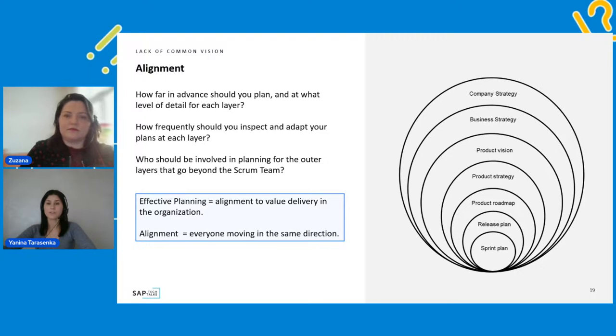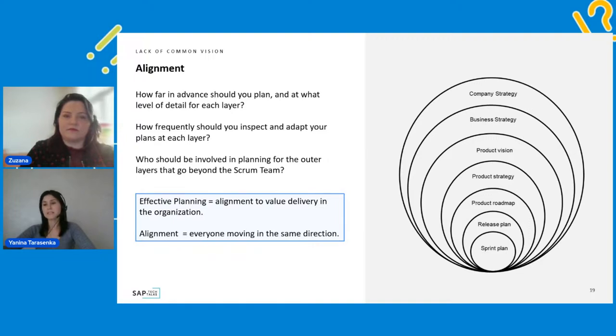To achieve this alignment, it's important to involve the right people in the planning for all the layers that go beyond only one team. This ensures that everyone is moving in the same direction and works toward the shared goals.